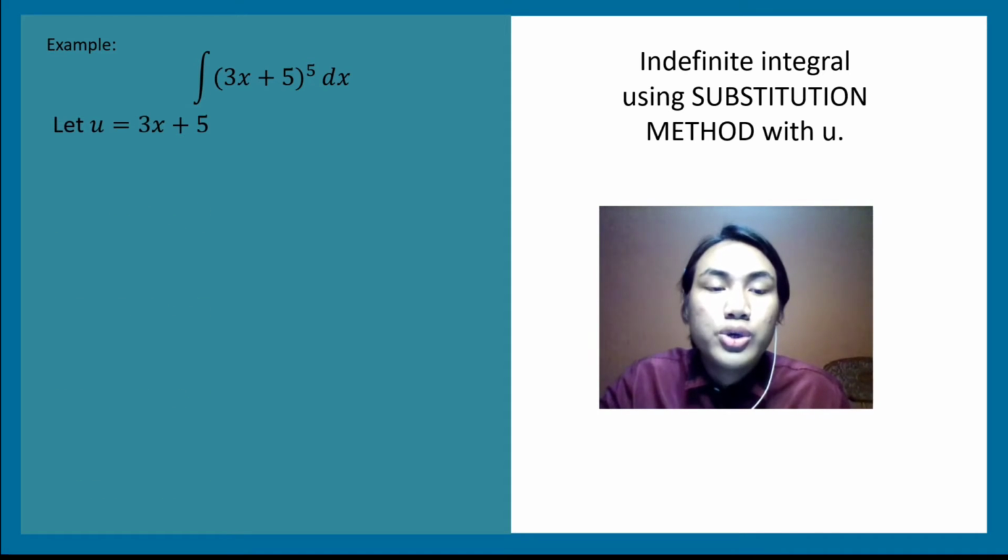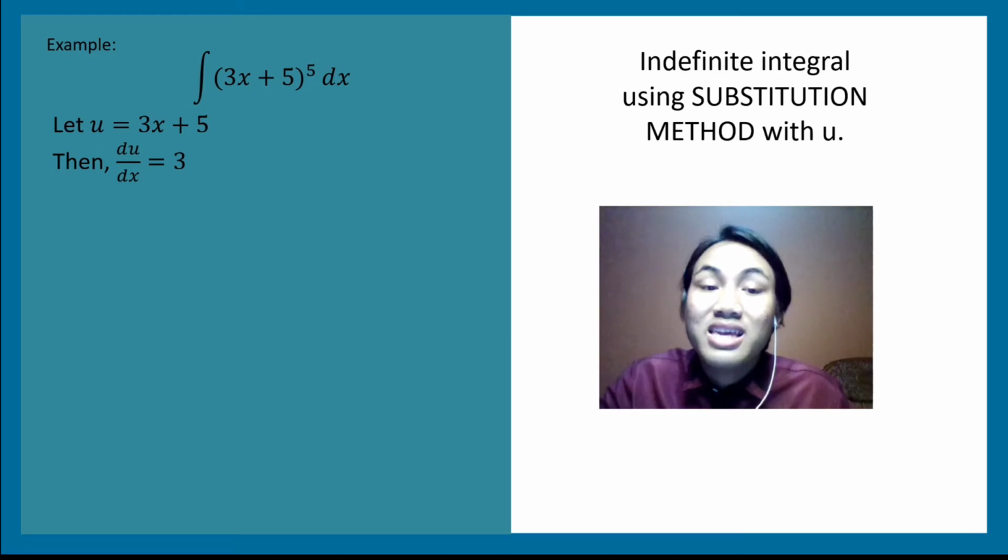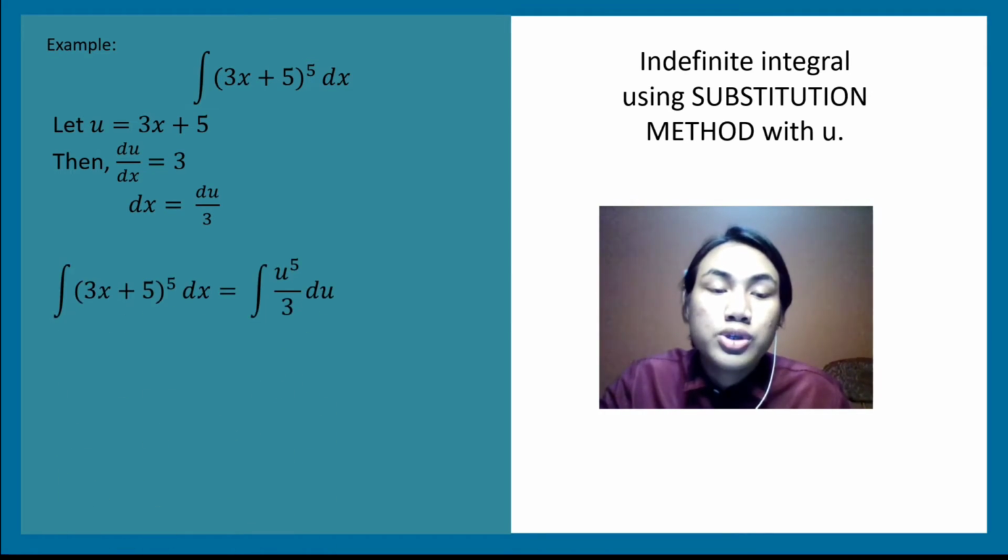So let u is equal to 3x plus 5. Okay, let u be our function. So we differentiate the u. We will get du over dx equal to 3, and then rearrange and let the dx be alone. We will get du over 3. And then we substitute all the information into our question. That is, we will get integrate u to the power of 5 over 3 du.